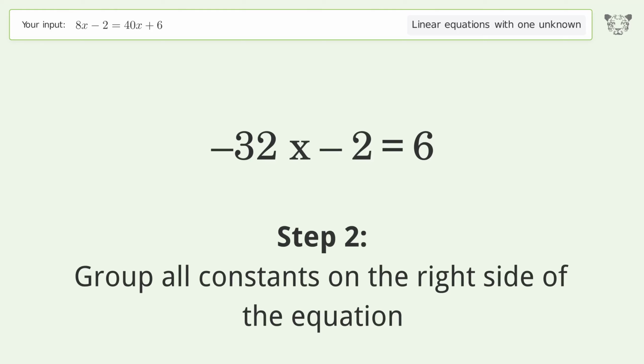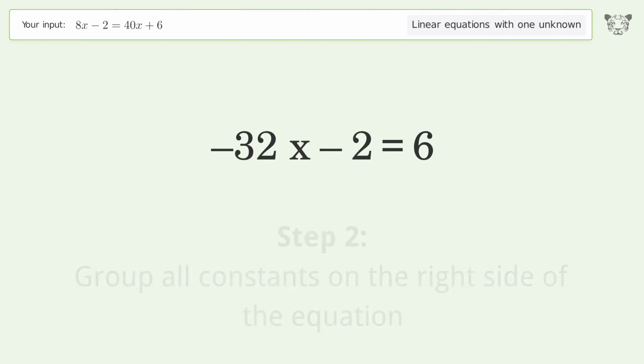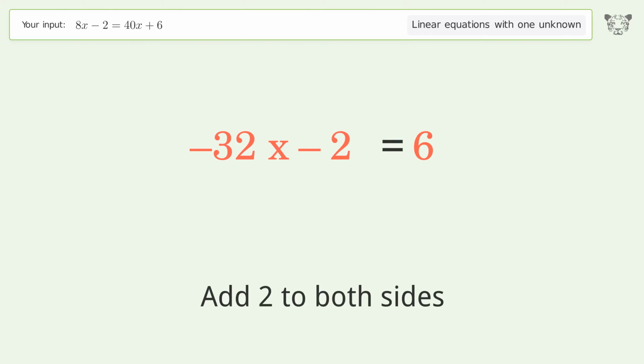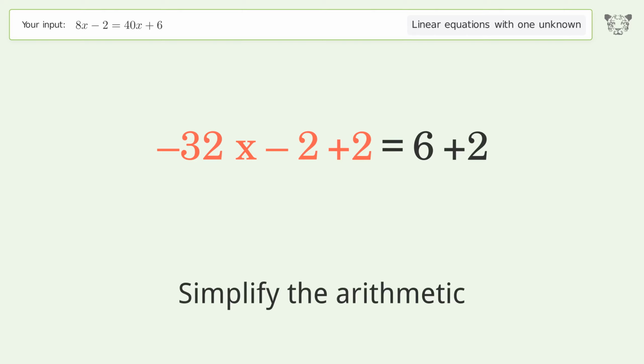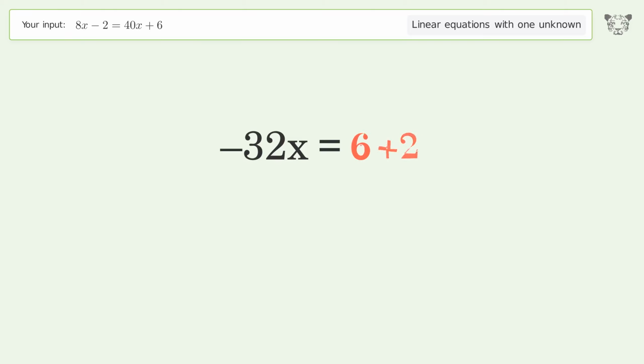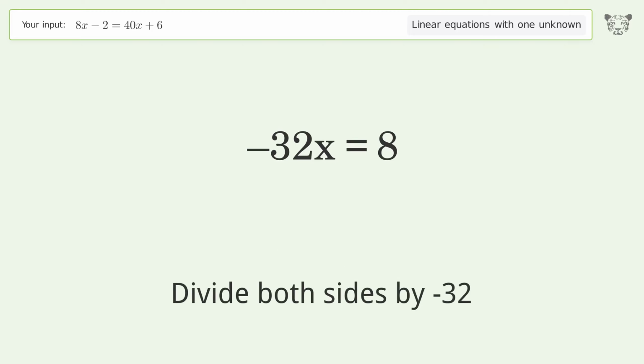Group all constants on the right side of the equation. Add 2 to both sides. Simplify the arithmetic. Isolate the x. Divide both sides by negative 32.